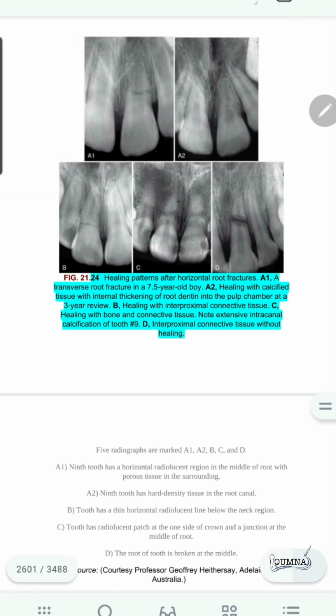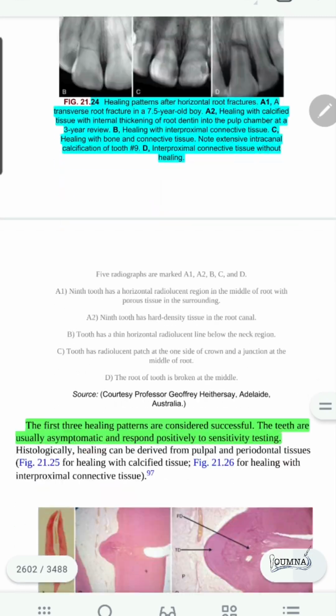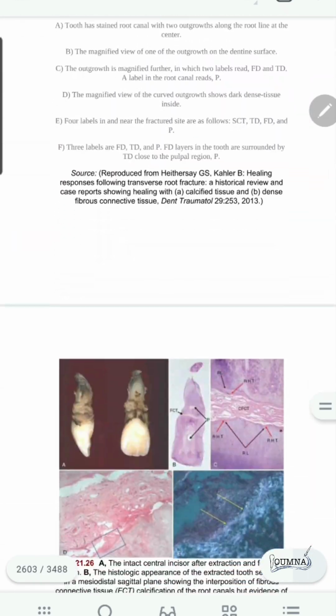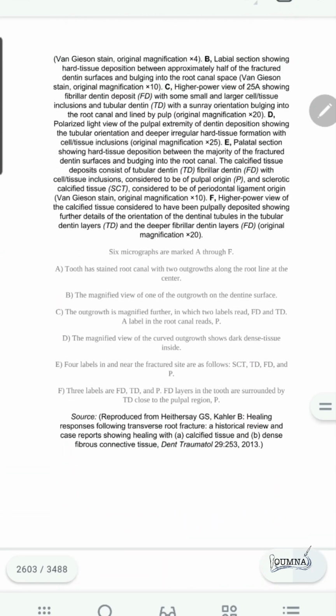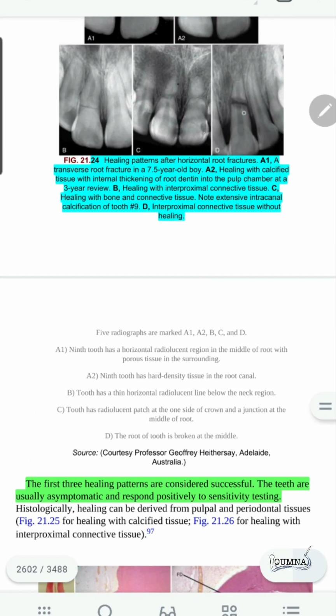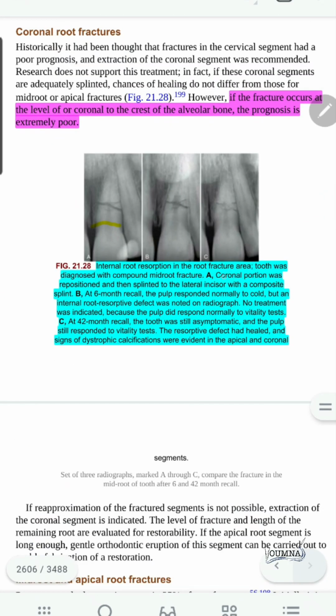And these teeth normally respond well to the vitality test and they are asymptomatic. They need no treatment. The reason that in case 4 we did not get healing is that the coronal part became necrotic due to the injury that happened. For example, in this fracture that happened, we have seen that the tooth was repositioned, the segments, and splinted to the lateral incisor with a composite restoration.